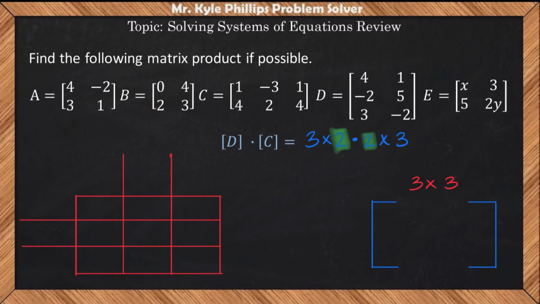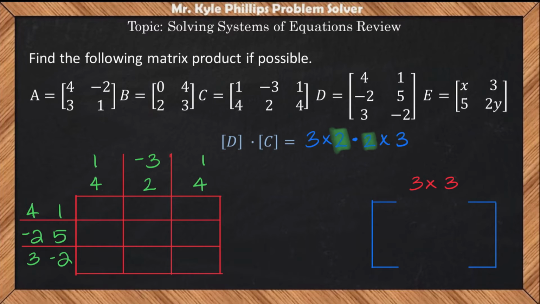What I'm going to do is take matrix D and write it over here on the left. So I have 4 and 1. I have negative 2 and 5. I have 3 and negative 2. So here, this is going to be matrix D. Matrix C is going to go along the top. So that is 1, negative 3, 1, 4, 2, and 4.